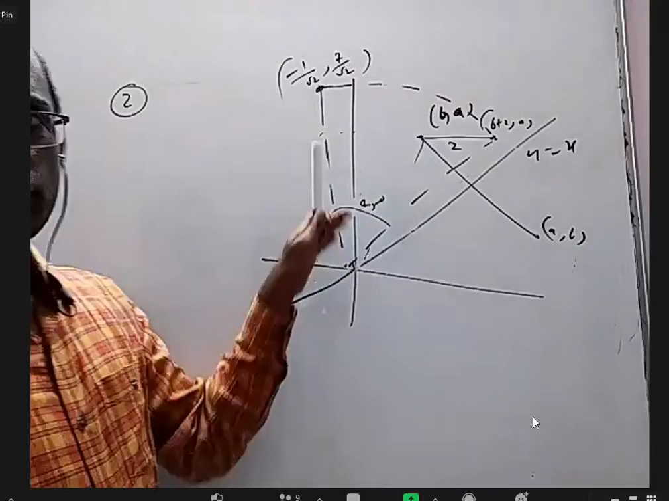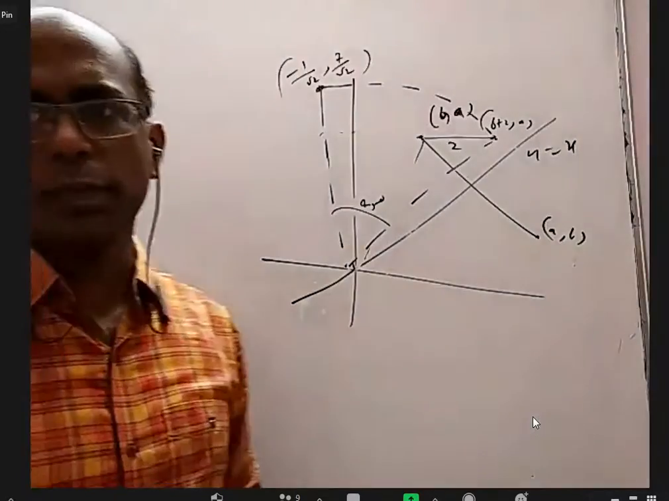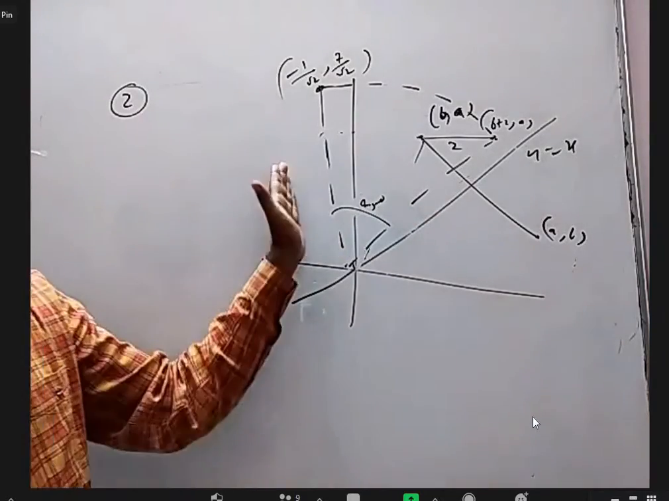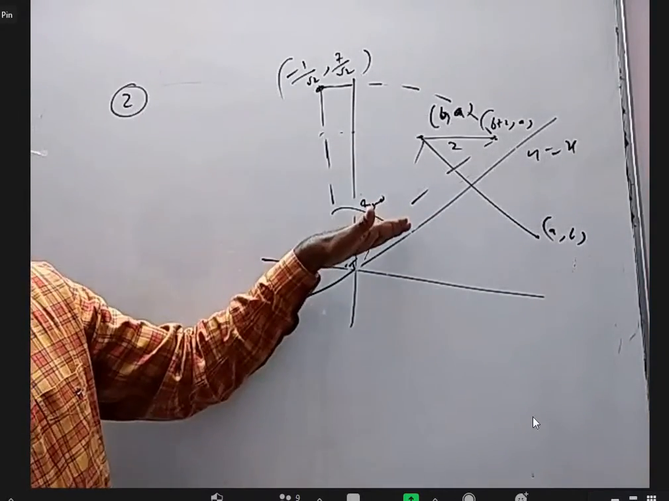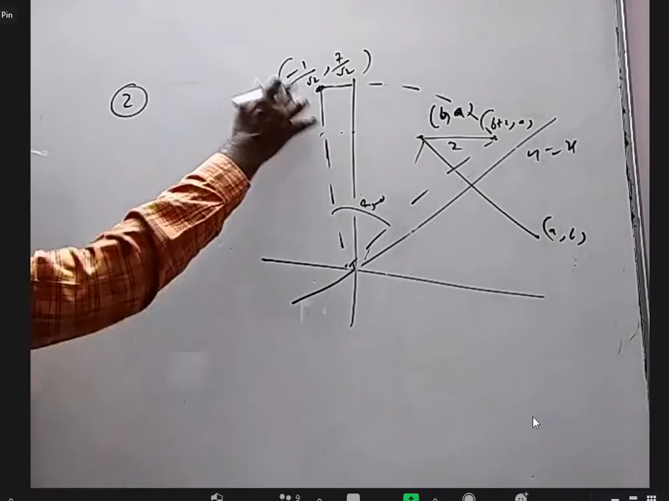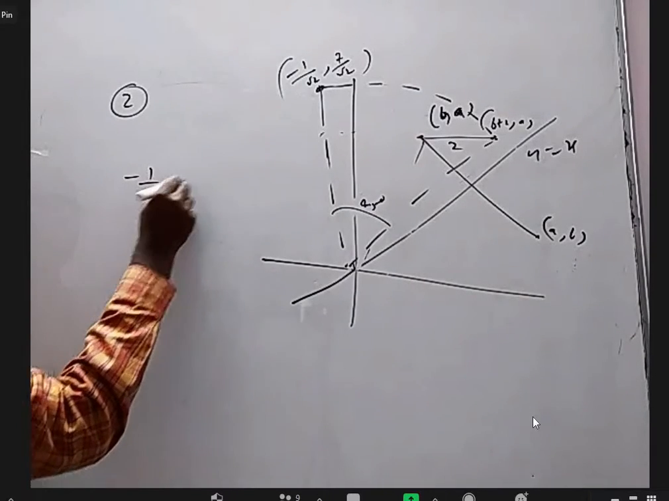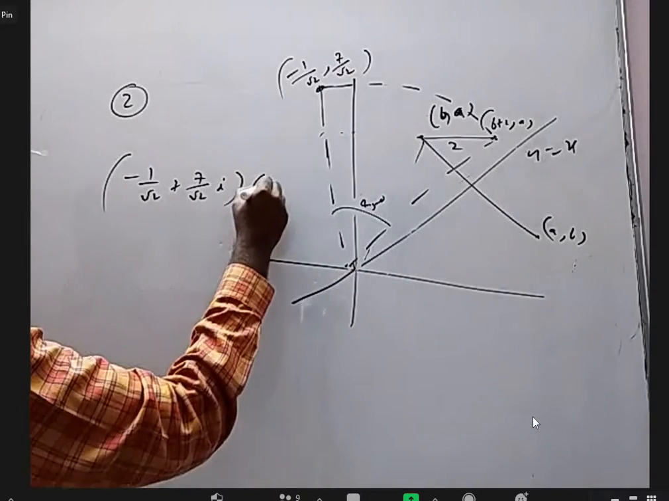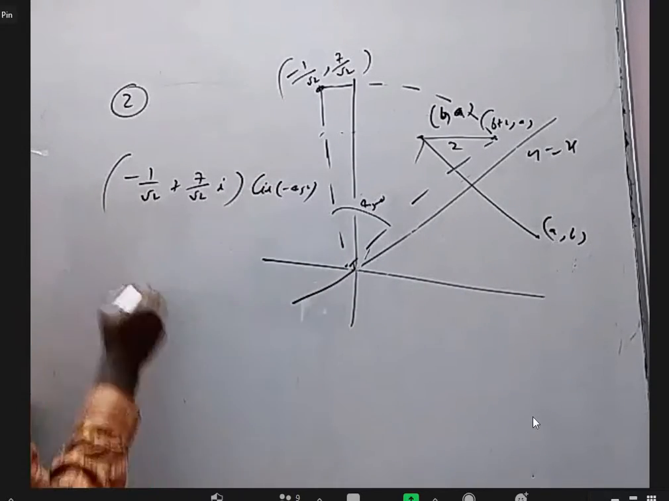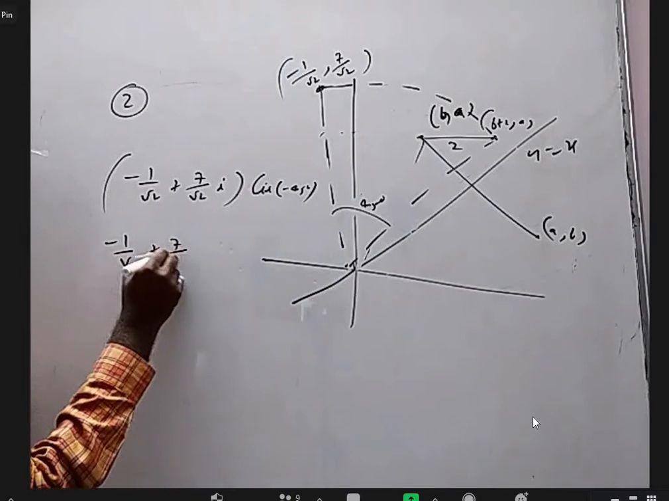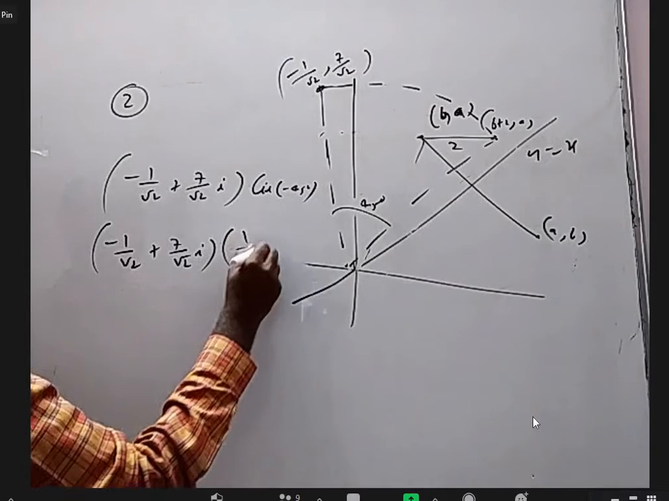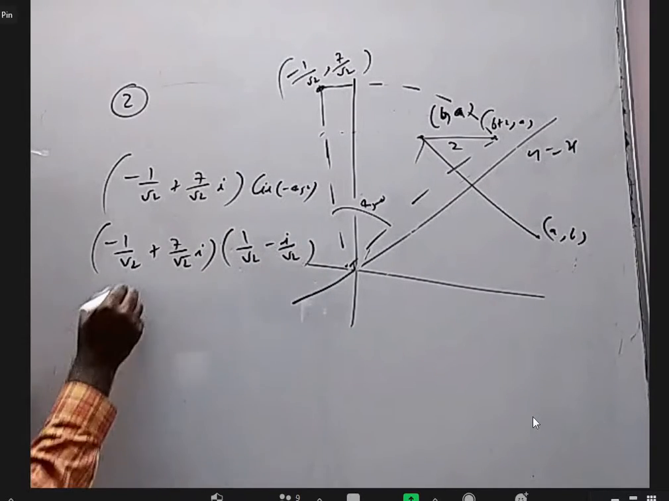For rotation, you can use the rotation of axis we have in IP, but you can also use complex numbers. When you want to rotate like this, multiply by this 45. When you want to rotate like this, multiply by this minus 45. I can take this as a complex number, minus 1 by root 2 plus 7 by root 2 i. You want to rotate clockwise, so multiply with this minus 45 degrees. That is minus 1 by root 2 plus 7 by root 2 i, into 1 by root 2 minus i by root 2.